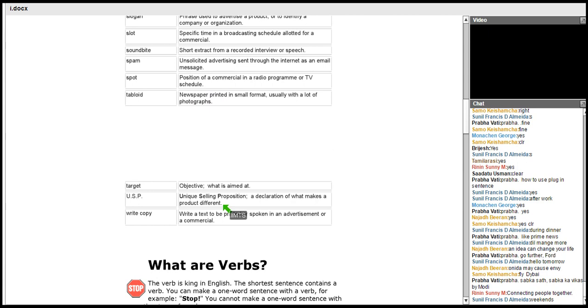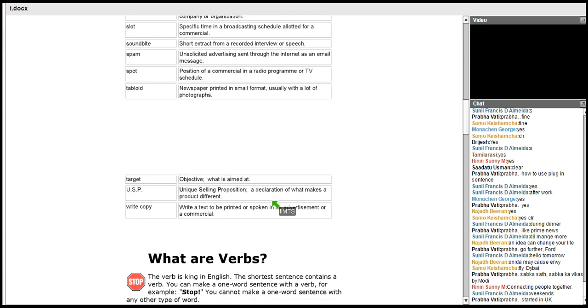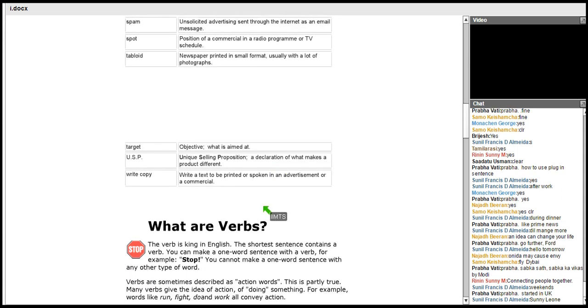USP. Full form is unique selling proposition: a declaration of what makes the product different. So unique selling proposition means a declaration of what makes the product unique and different. And write copy: write the text to be printed or spoken in an advertisement or a commercial.